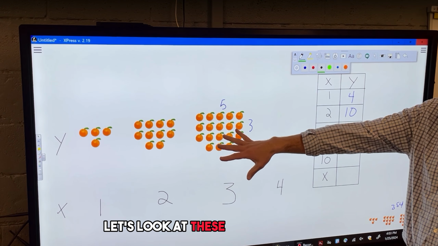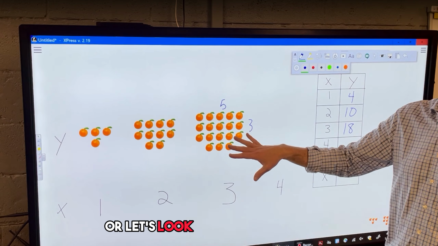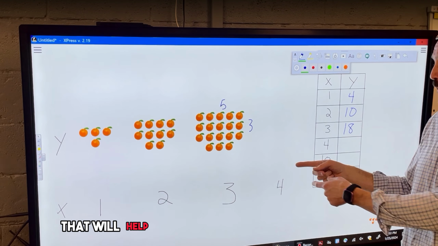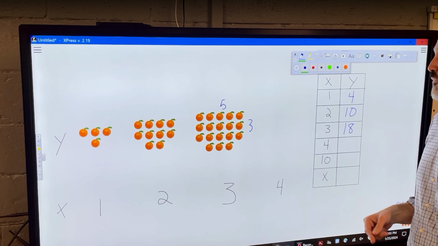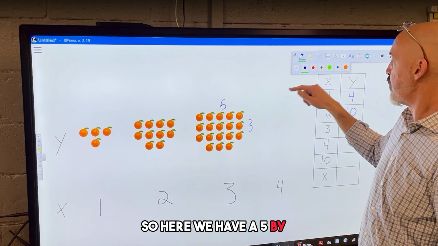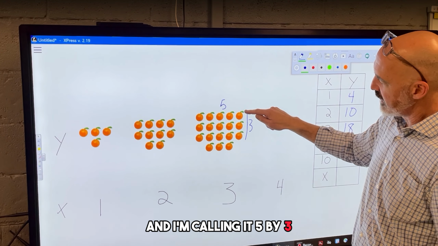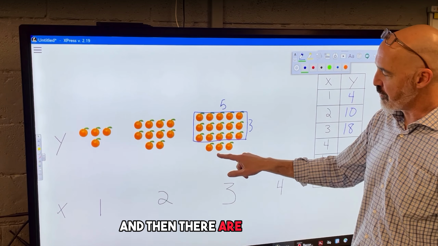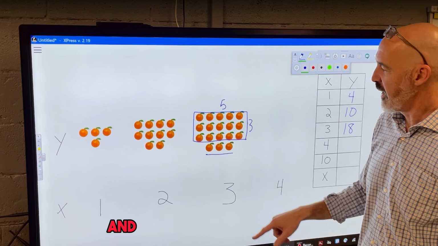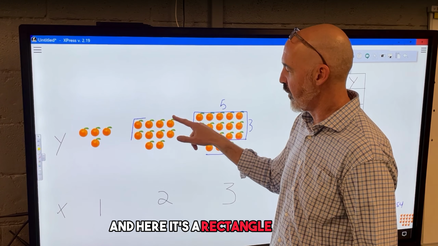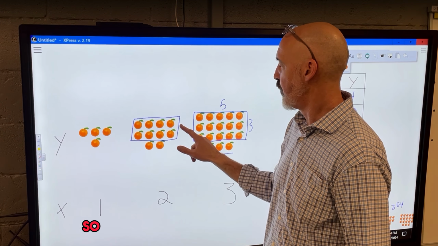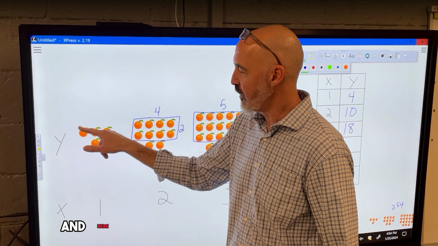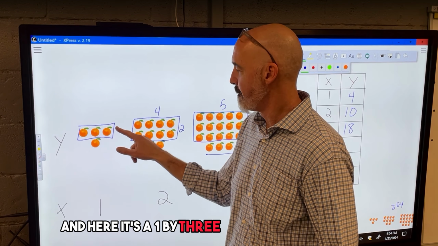So let's look at these images again to see if we can pick out patterns that will help us figure out the fourth iteration. Here we have a 5 by 3. It's kind of like a rectangle. And then there are 3 more. And here it's a rectangle of 4 by 2, so a height of 2 and a width of 4. And then there are 2 more oranges. And here it's a 1 by 3.